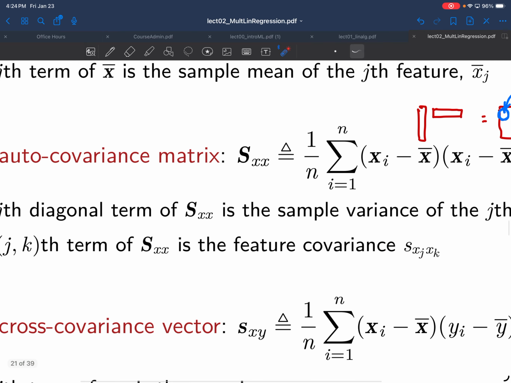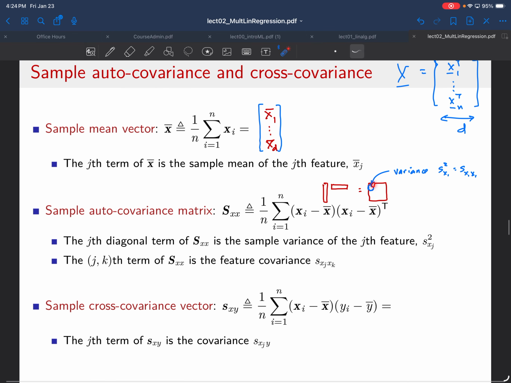So when you look at the diagonal terms, they are variances. When you look at the off-diagonal terms, they are covariances of different features with each other. This way, when you look at the off-diagonals, you can see, are my features correlated with each other, or are they independent of each other? If all your features are statistically independent, this matrix will be almost perfectly diagonal.